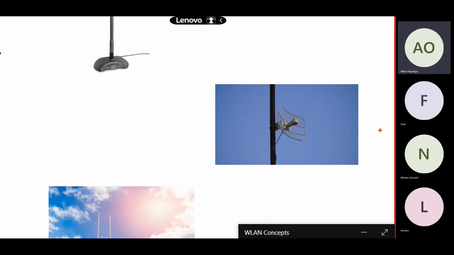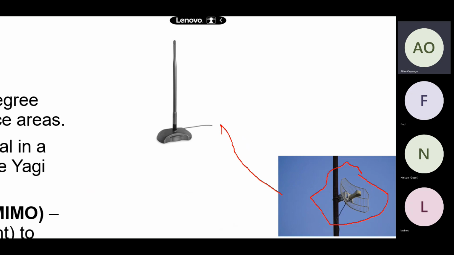Yeah, so this is a very good example of the Yagi, the parabolic dishes. That's with an access point there. This is the omnidirectional one here. Okay.